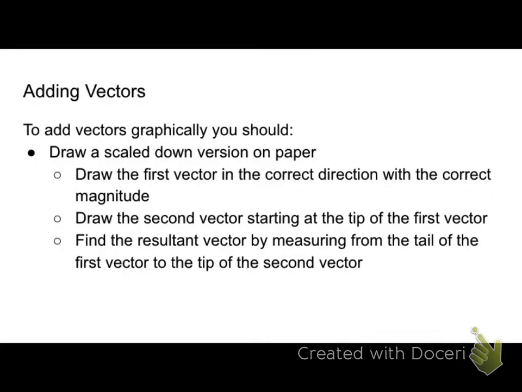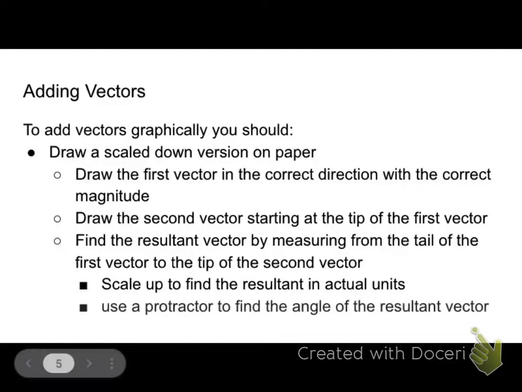And then obviously once you find that resultant vector, you're going to measure it and scale up to get your actual numerical value, and then use a protractor to find the angle of the resultant vector. Just make sure that whatever reference line you used to measure the original angle of the vectors you drew is the same reference point that you measure your resultant vector from, so that there's no inconsistency there.